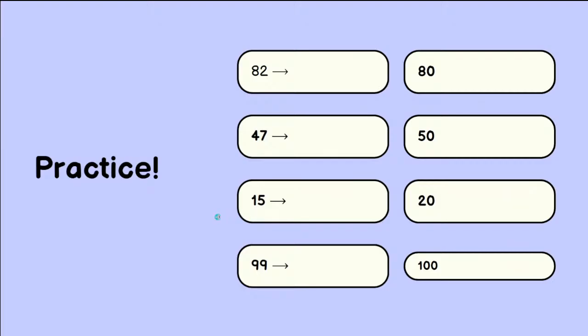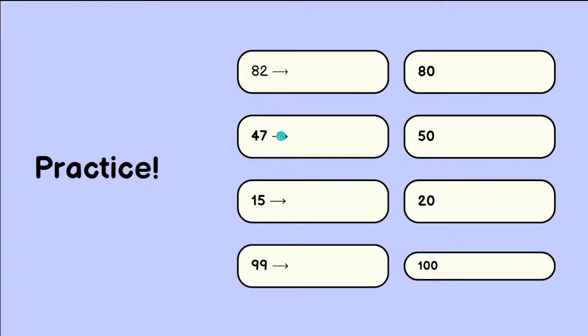Okay, let's do some practice with rounding two-digit numbers. So let's start with 82. So if you remember the rule, we always look at the ones place. So here we have a 2 in the ones place, and 2 is in the range in between 0 and 4. So that means we round down. So we keep the tens place as the same, so it's 8. And the ones place turns into 0. So now if we round 82 to the nearest 10, we get 80.